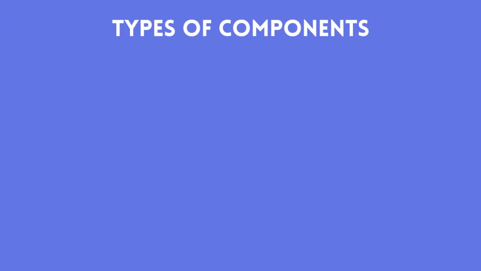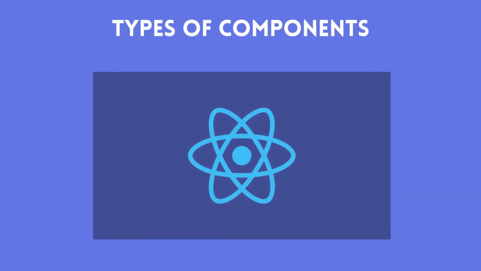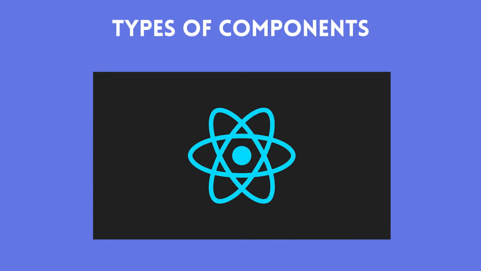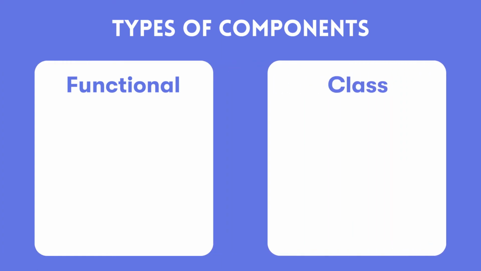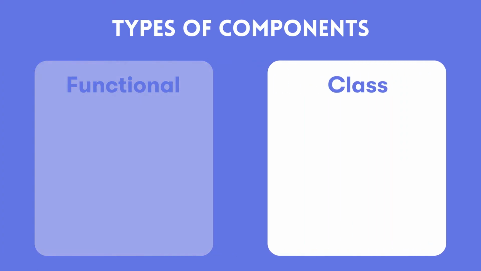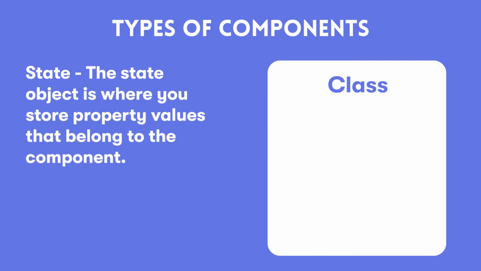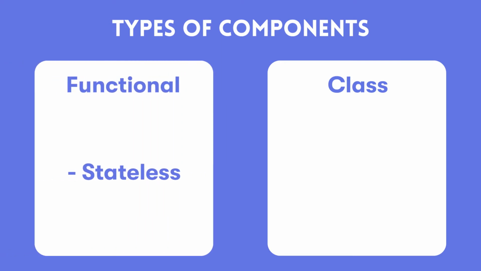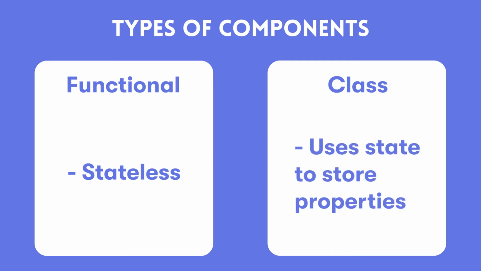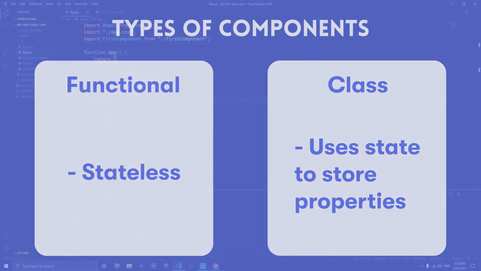The next thing we're going to talk about are the types of components. Now, there are many types of components in React, but the two easiest ones that we're going to learn are functional components and class components. In simple terms, class components use the built-in state object to store property values that belong to the component. On the other hand, functional components are what we call a stateless component because it does not use the state object to store properties. I'm going to show you examples of both.